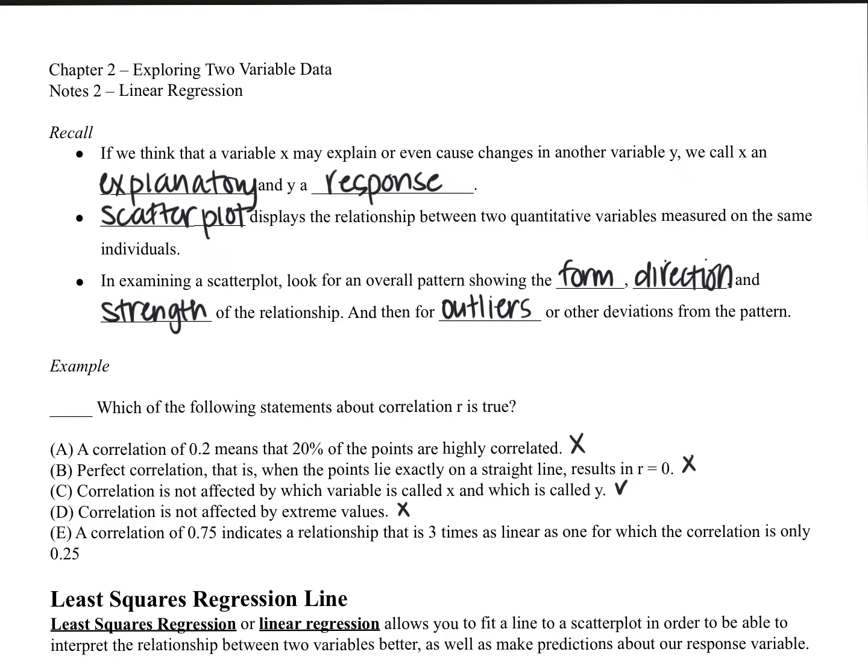A correlation of 0.75 indicates a relationship that is 3 times as linear as one for which the correlation is only 0.25. Also not true. It's not 3 times as linear. It just means that the relationship is stronger. There's a higher correlation between those. It does not mean it's 3 times as linear. So our correct statement was C.